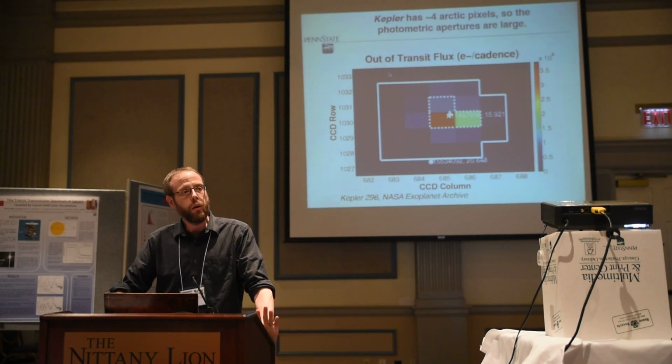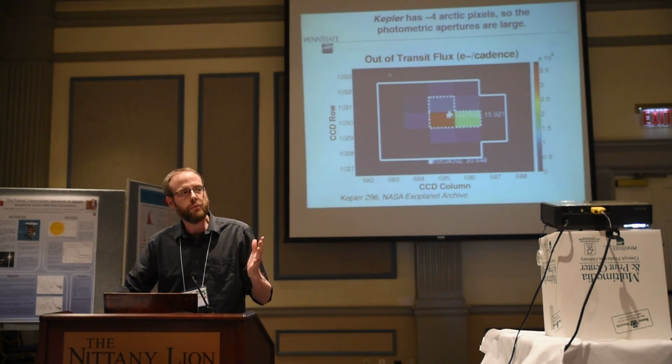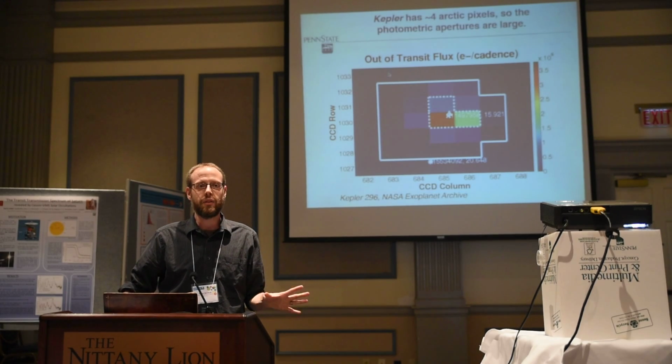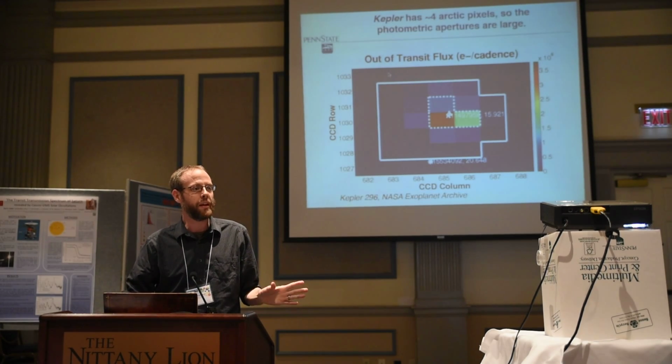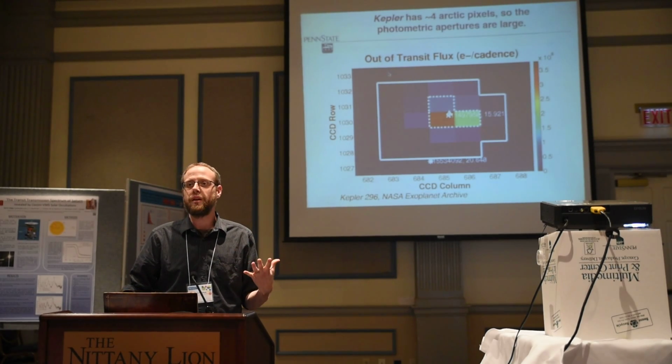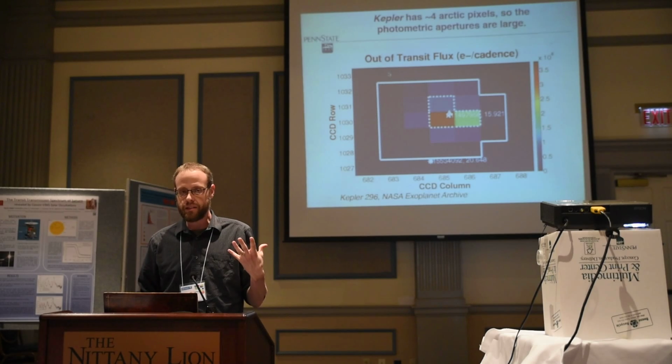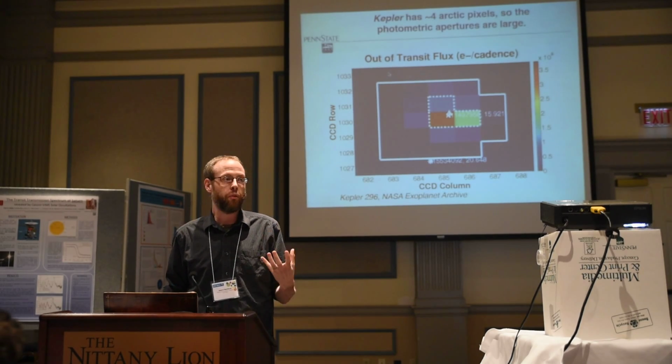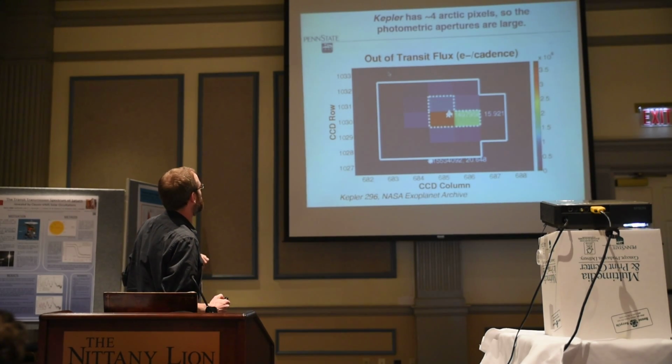All right, but before I go into that, we've gotten so used to seeing the Kepler data and working with it that we kind of forget where it comes from. So one thing I want to remind you of is just how large the plate scale for Kepler is. Each pixel in Kepler is 4 Arctic pixels.